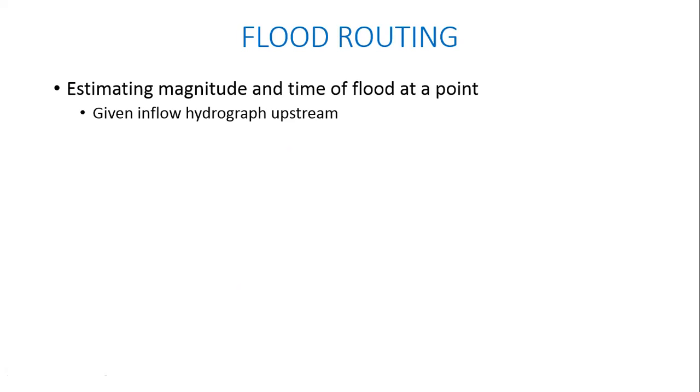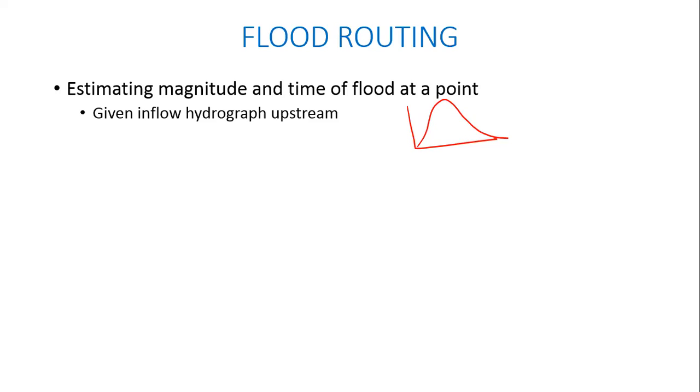Given an inflow hydrograph upstream, I know that the inflow hydrograph at an upstream point is known. Then I want to find out at this downstream point, at some location that I am standing at, what the magnitude of the flood is and at what time the flood will arrive at this point. Because if you think about it, the flood arrives like a wave. If you look at a unit hydrograph, for example, or a flood hydrograph, it'll look something like a wave. So the flood just keeps moving further and further downstream.